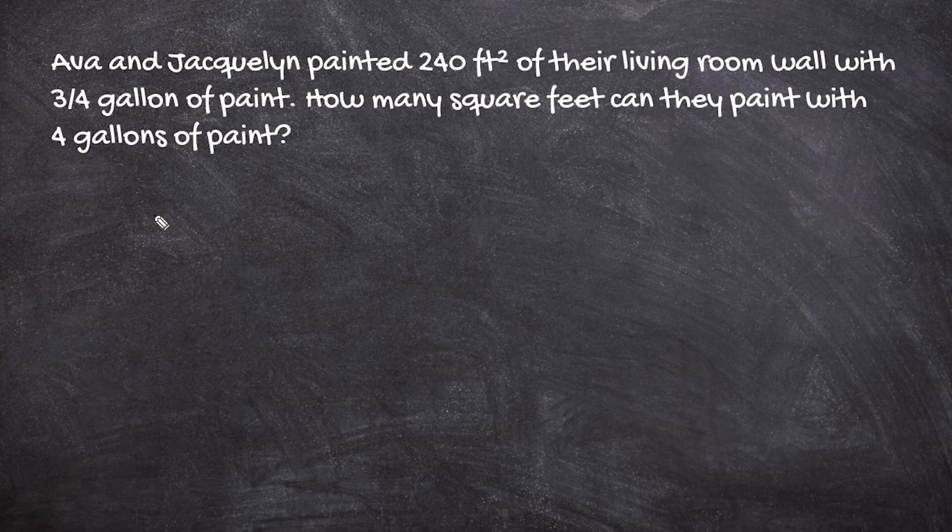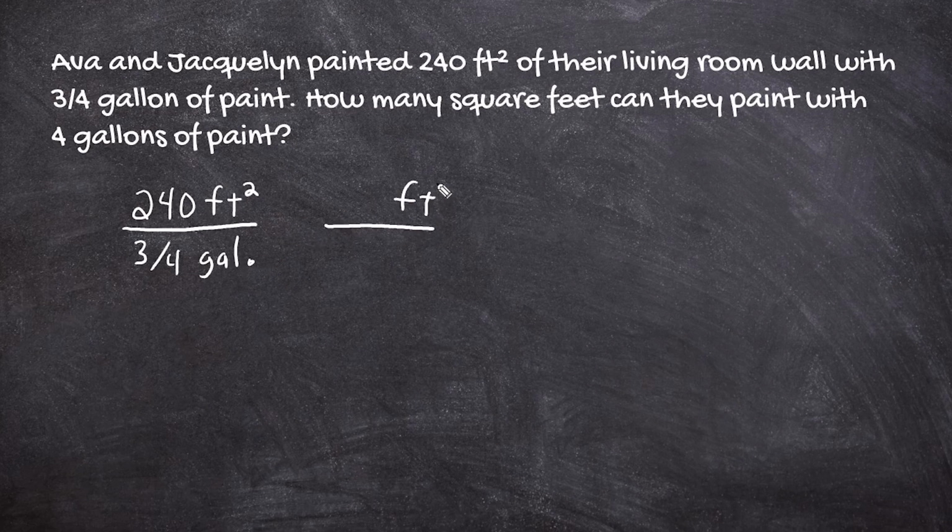All right, the first thing that I like to do is state the given rate. And the given rate is 240 square feet of wall would be covered using 3/4 of a gallon of paint. All right, and we want to use this rate to figure out how many square feet of wall would be covered using 4 gallons of that same paint. All right, so we know that these two rates here are going to be equivalent rates. And there's so many different ways that we can solve.